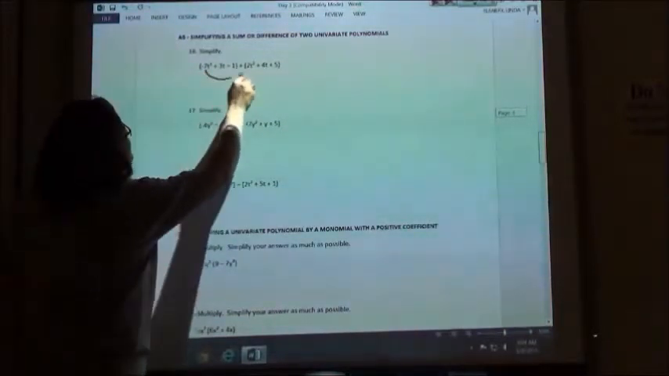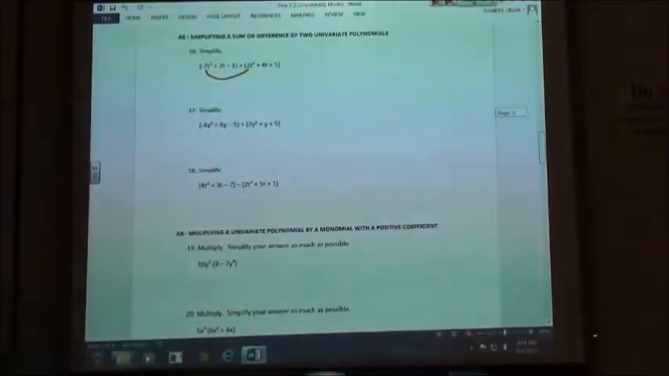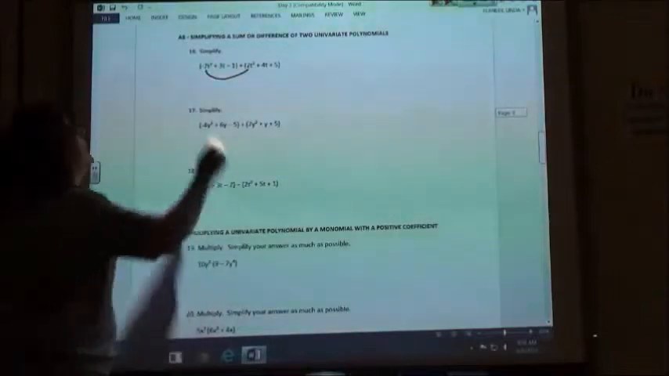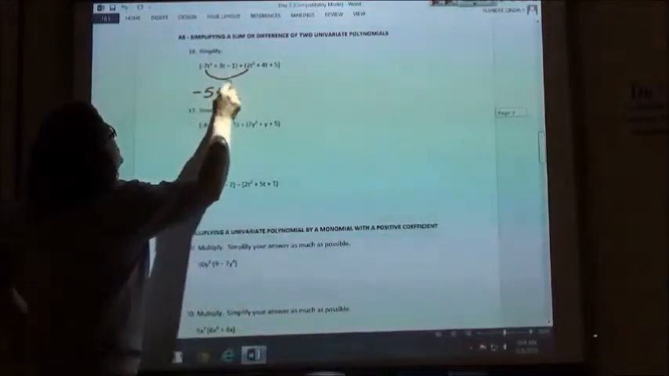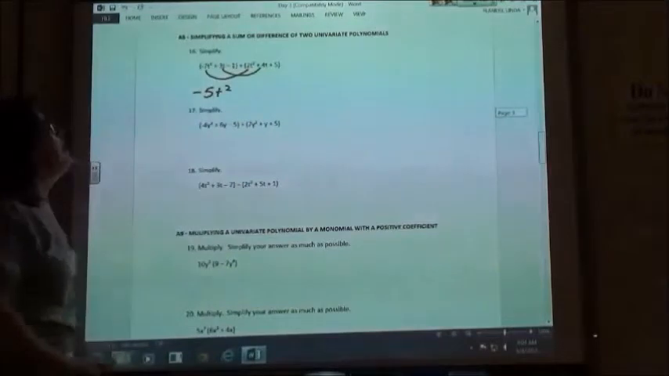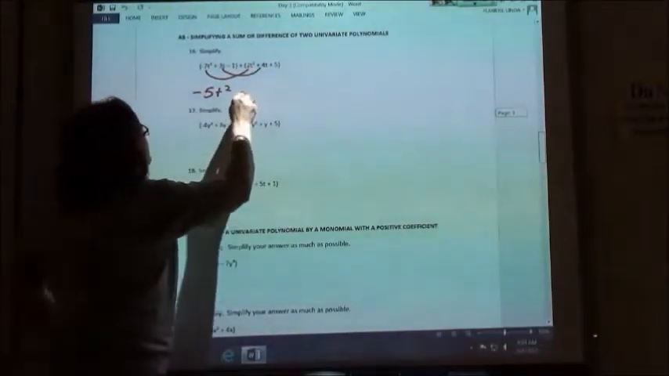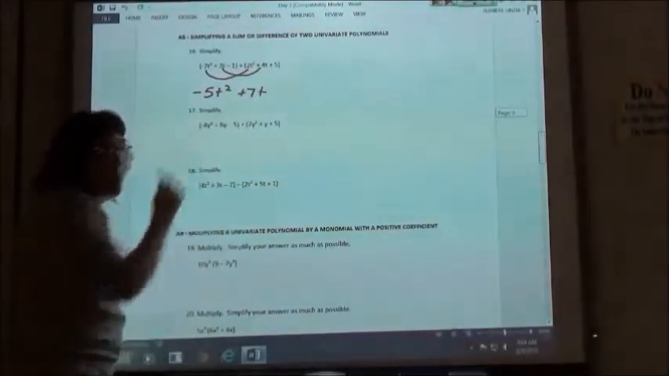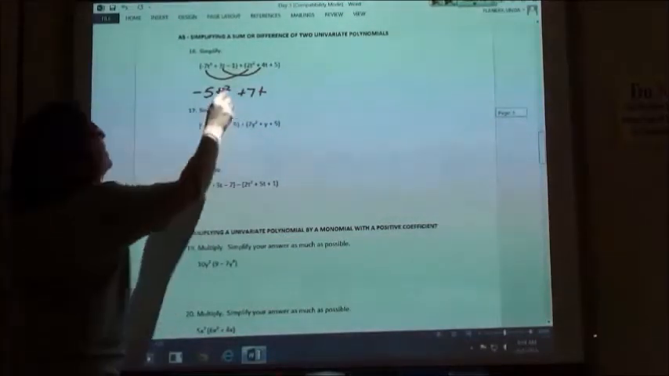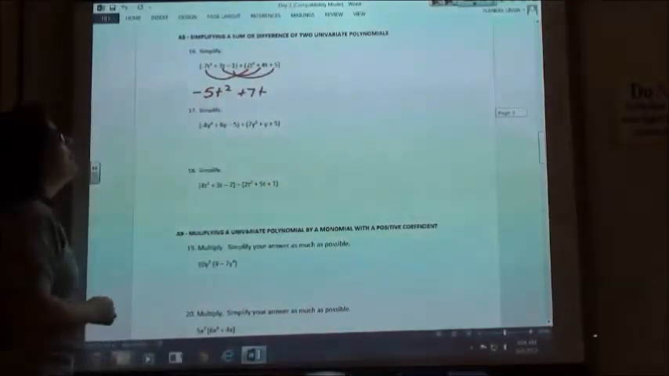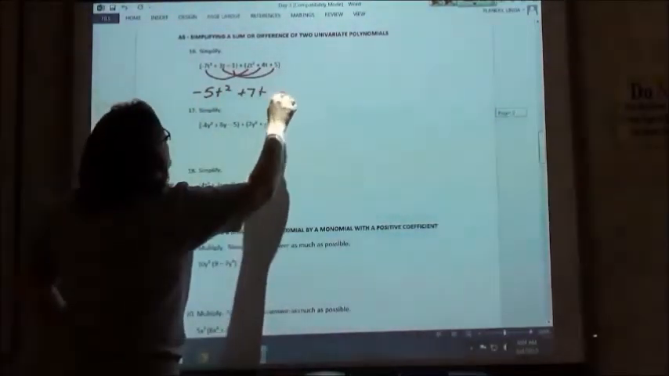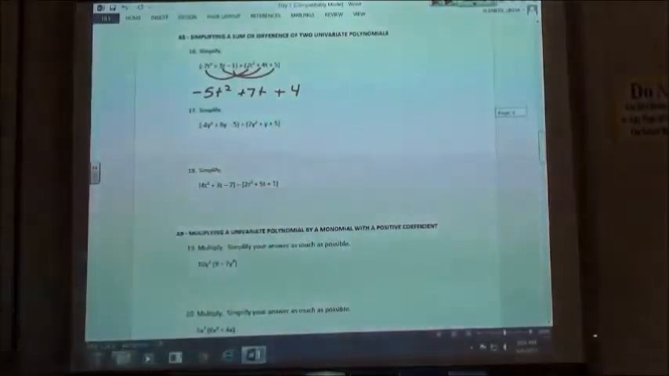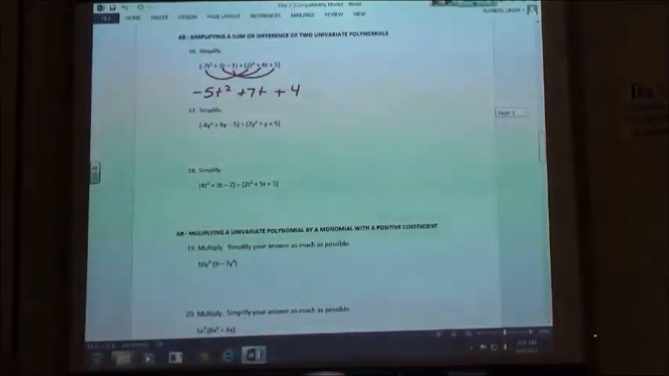So negative 7t squared plus 2t squared would be negative 5t squared, 3t plus 4t, positive 7t. Make sure you get the plus sign in there when you type it in. Negative 1 plus 5, positive 4. So negative 5t squared plus 7t plus 4.